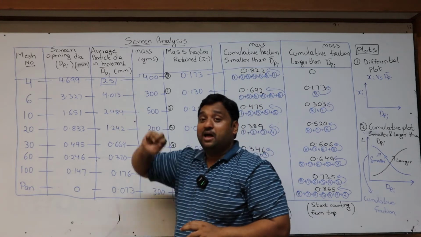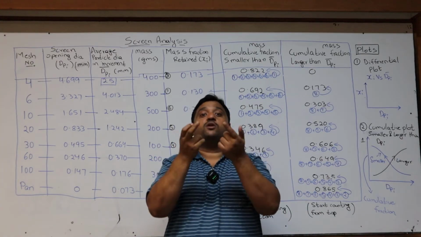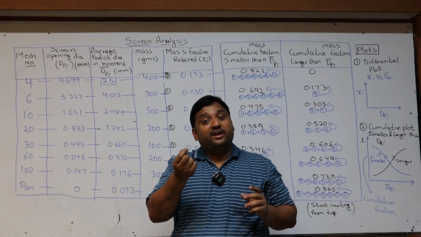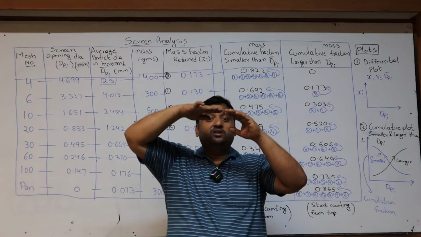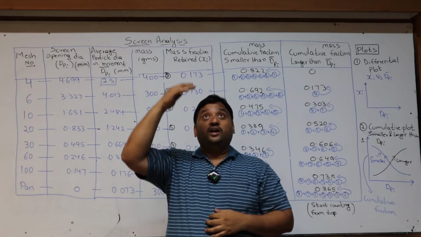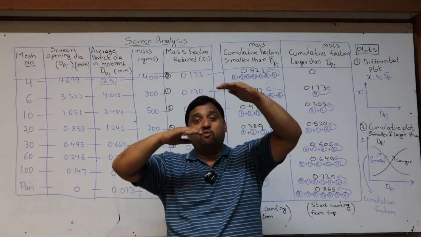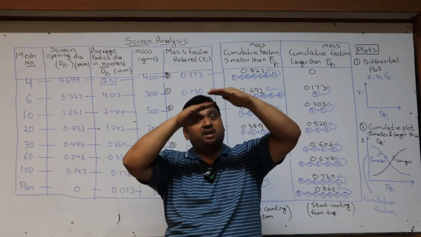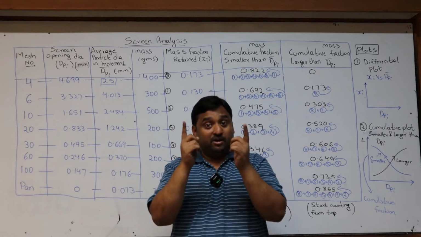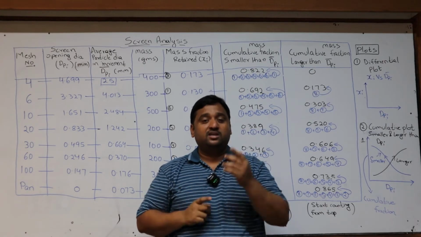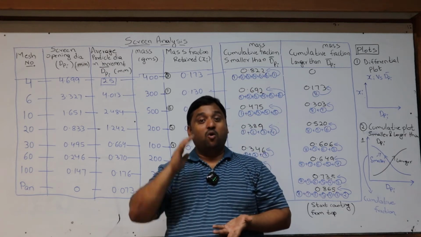For the top screen, I have written 25, right? Because the top screen is number 4. How can I define the particles on screen number 4? Because there is no screen above it. If there had been a screen number 3 above screen number 4, the particles would pass through screen number 3 and stop on screen number 4. The particle diameter on screen number 4 would be 3 plus 4 by 2, something like that, but there is no such screen over the 4.